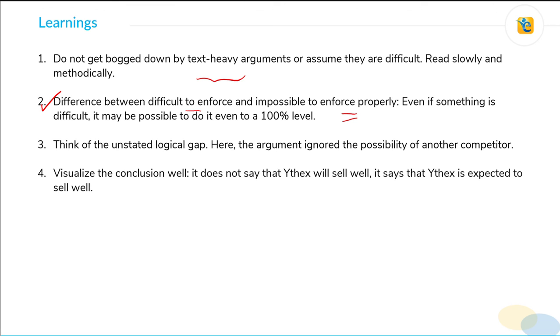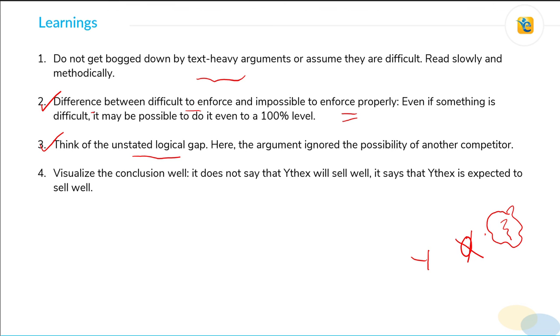Think about the unstated logical gap. Think about what the author did not tell you about. The author only told you about Ythex and once, and he told you that once is the dominant player at this point. Then the author said that once will get banned. What the author didn't tell you is, what about other competitors? What if somebody else could fill that gap? Think about those unstated logical gaps. Assumption questions will become very, very easy for you.